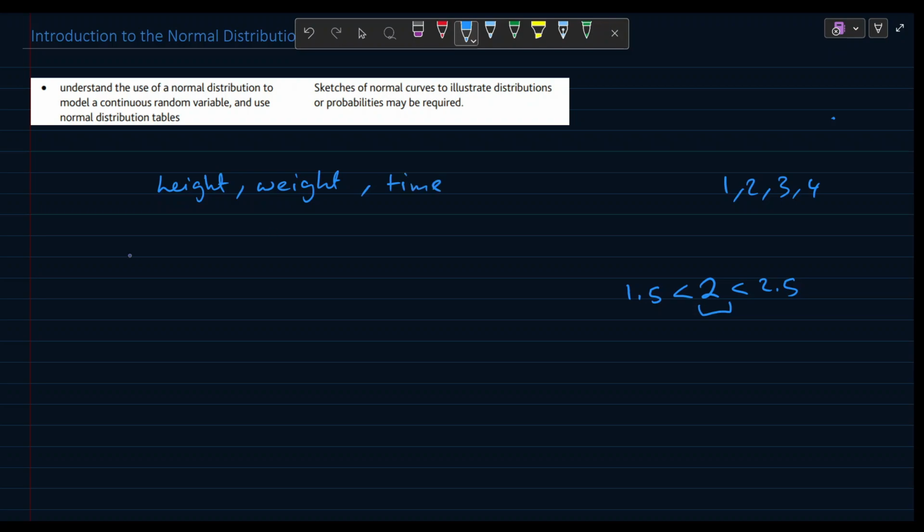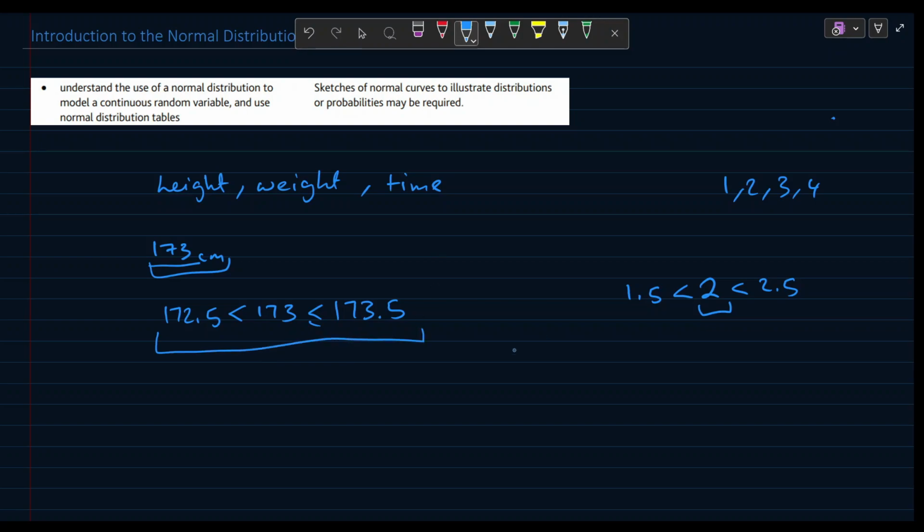Because for example, your height, you might be 173 centimeters, right? But if we're saying that you're 173 centimeters, you're probably not exactly 173 centimeters. Chances are, when you say you're 173 centimeters, you're probably between 172.5 and 173.5 centimeters. So this means that this is a continuous value. It's representing a range from 172.5 to 173.5.